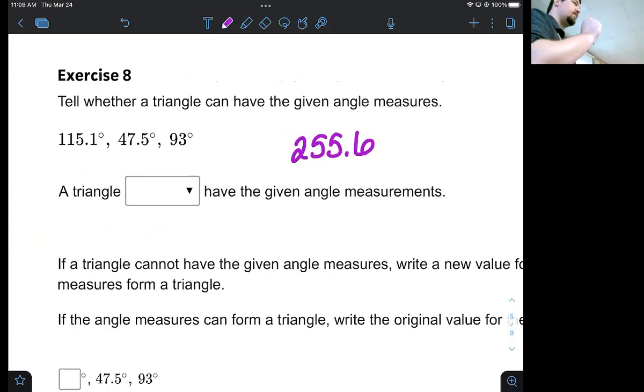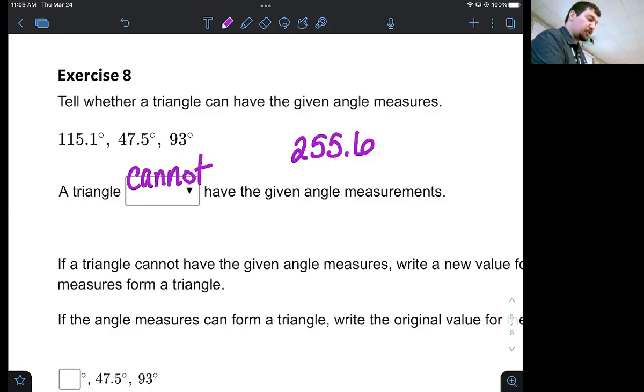First of all, 115.1 plus 93 is already over 180. You're right. This triangle, if it were a triangle, would have 2 obtuse angles. You can't have a triangle with 2 obtuse angles because you're already over 180 degrees. So I already got 2 angles that are over 90, and that can't happen. So we're going to put that a triangle like this cannot exist because it doesn't have 180 degrees. We're going to change the first angle so that it does add up to 180 degrees.